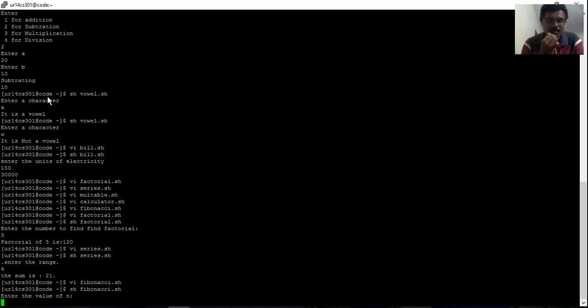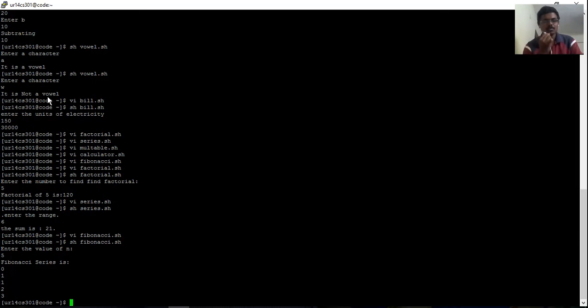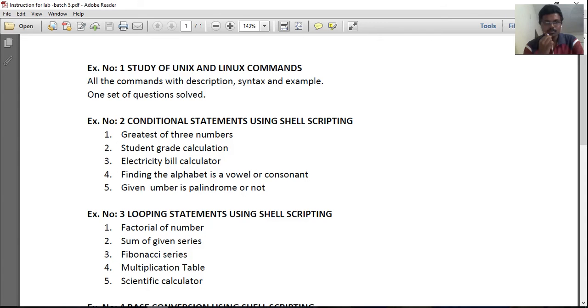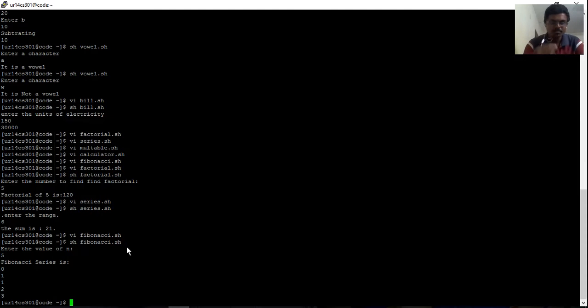So for example, if I take the input as 5, it will print 5 numbers of the Fibonacci series. Now the fourth program is multiplication table.